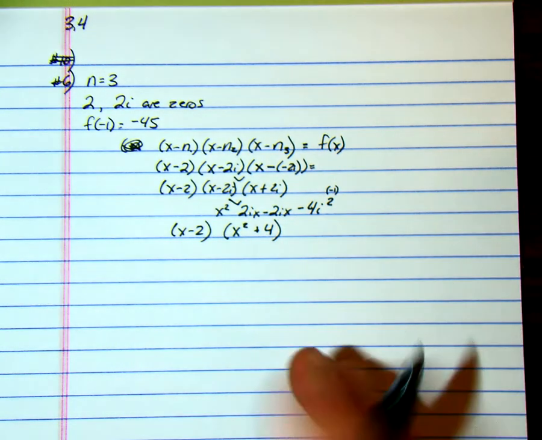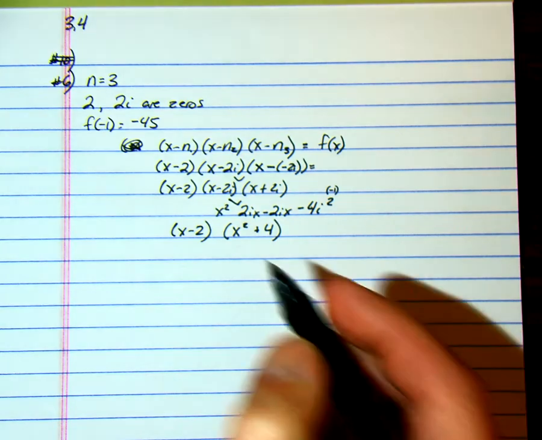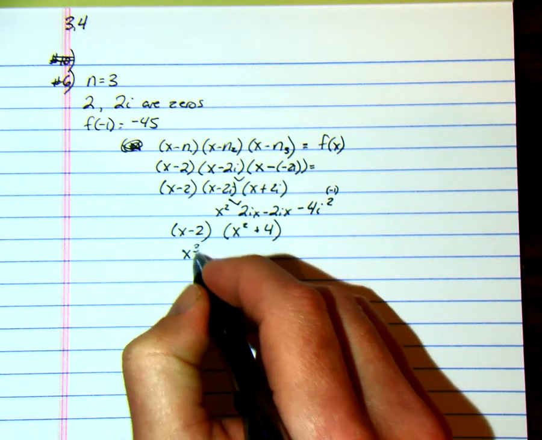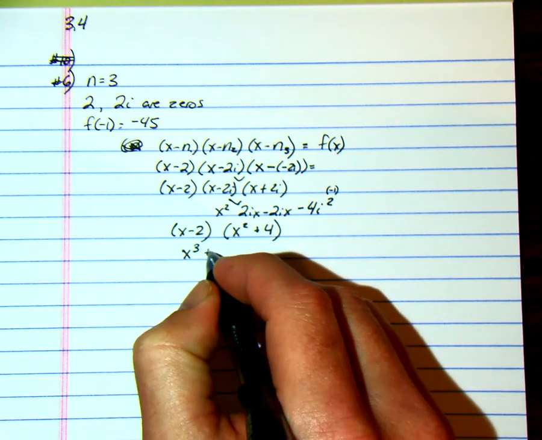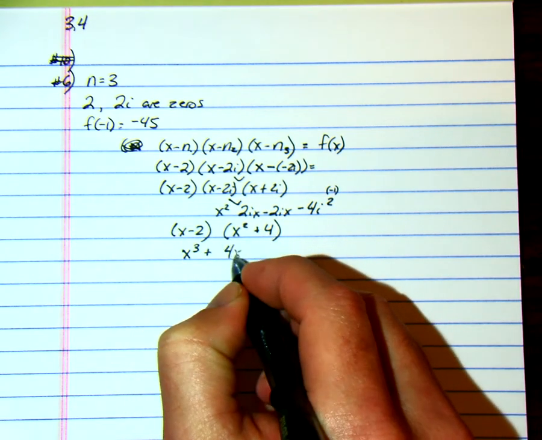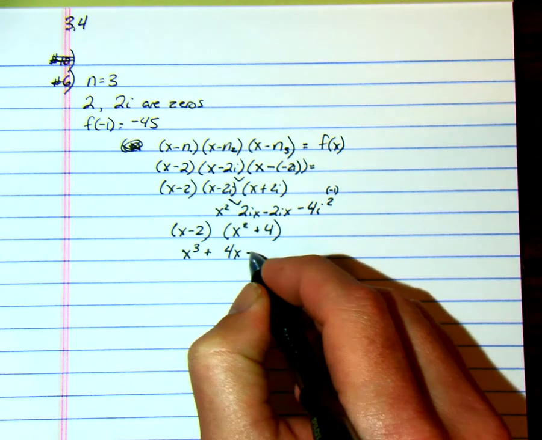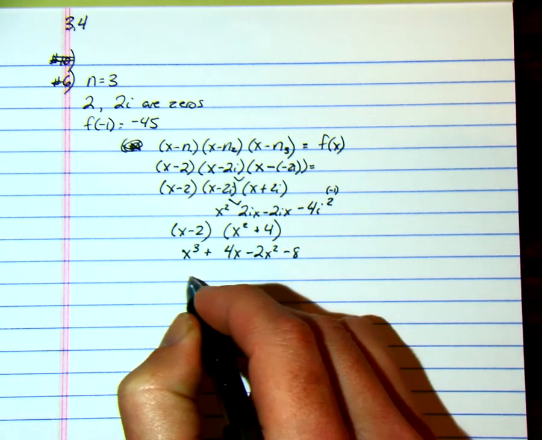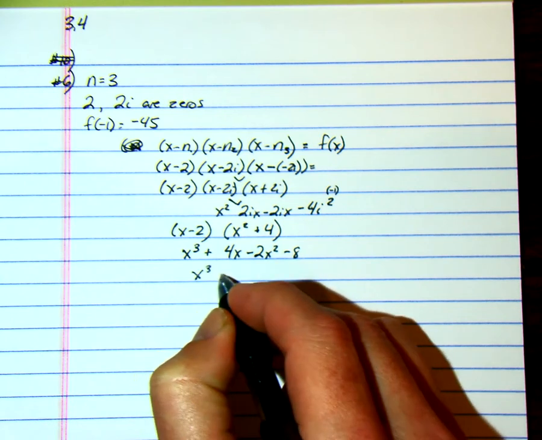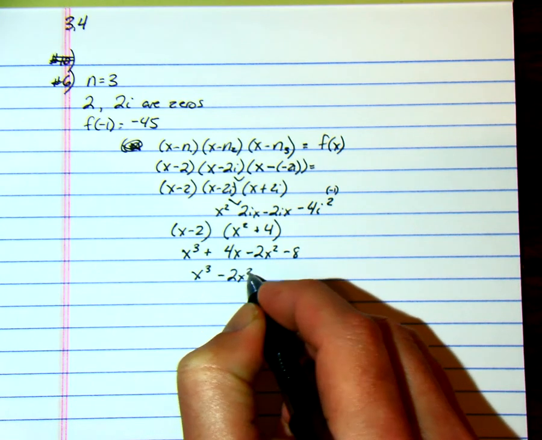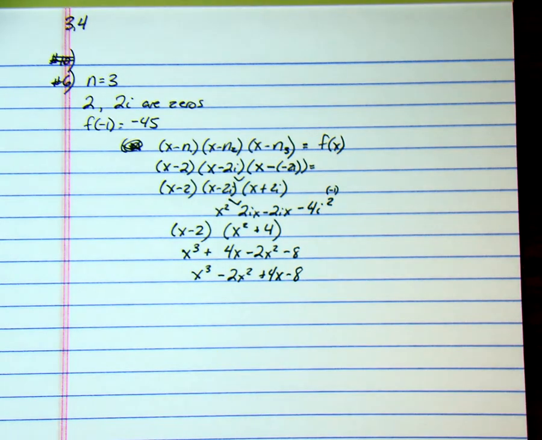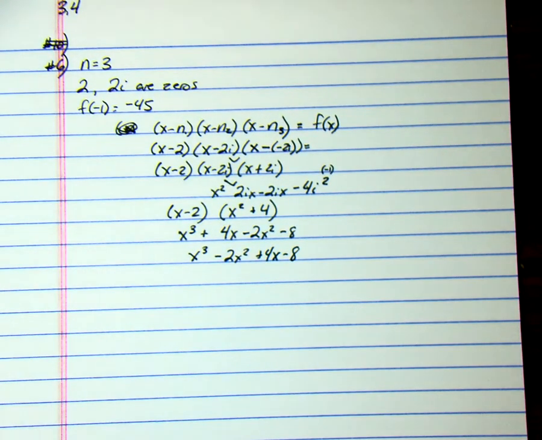Again, we're trying to come up with that polynomial, so we're going to have to multiply it out one more step further. So x times x squared gives me an x cubed. X times 4 gives me a 4x. Negative 2 times x squared is a negative 2x squared, and a negative 2 times a 4 gives me a negative 8. I'm going to write this in descending order, so we have x cubed minus 2x squared plus 4x minus 8. So one would hope that we had a polynomial done already.